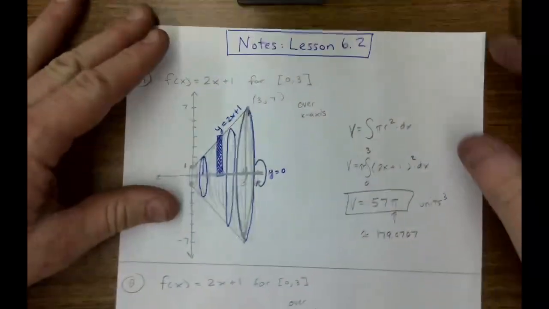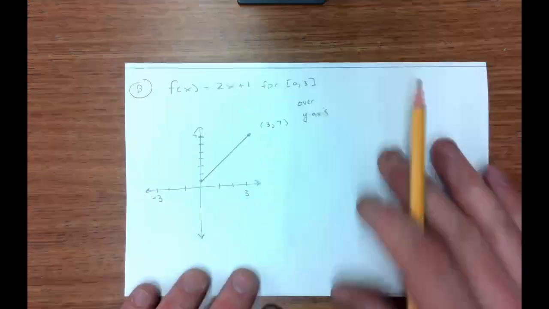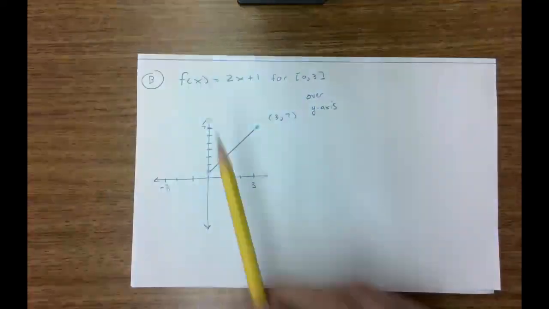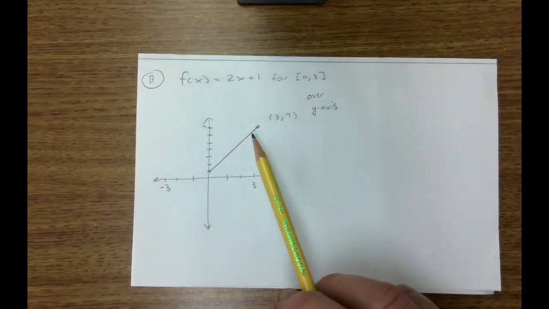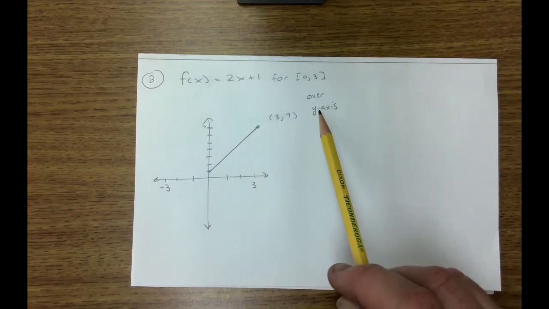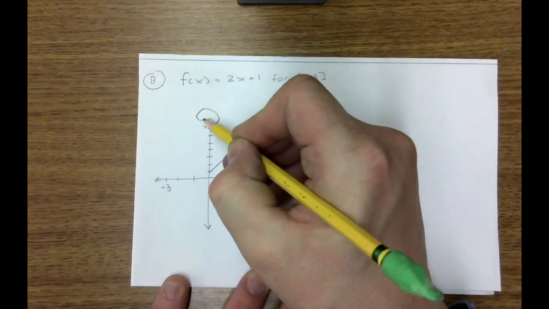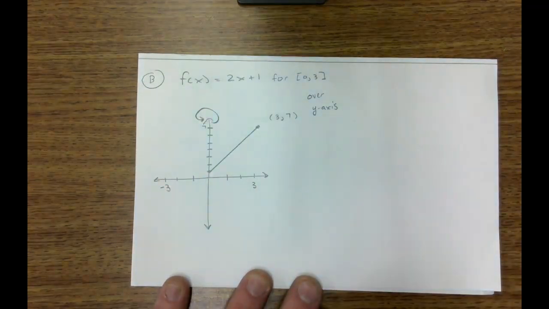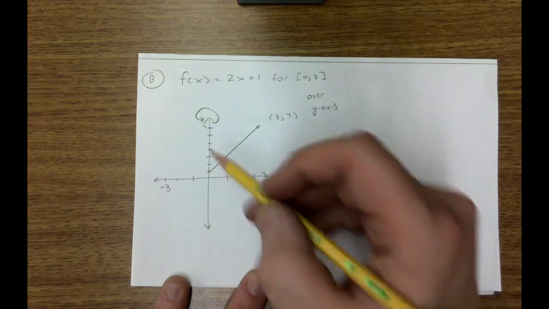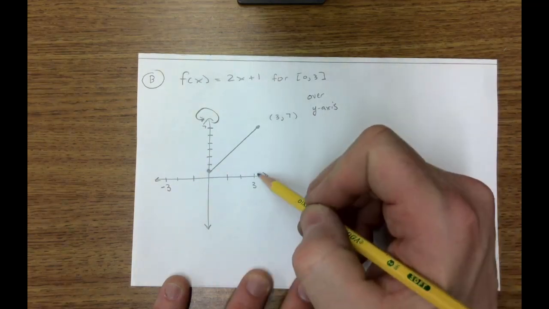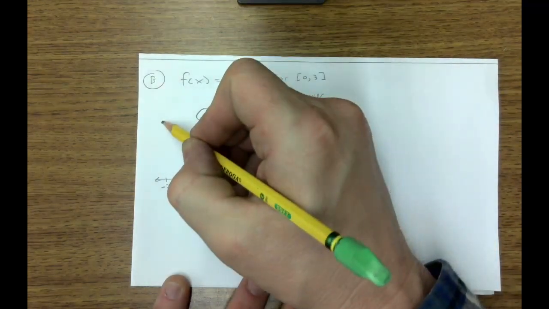All right, one more version of this. If you take a look at problem B here, we're going to do the same thing, same equation, same graph. However, now we're going to revolve it around the y-axis. So now it's going to go this way around this way. So I want to line up this over there. Well, this point's going to stay the same, and this is going to be 3, 7 or negative 3, 7.